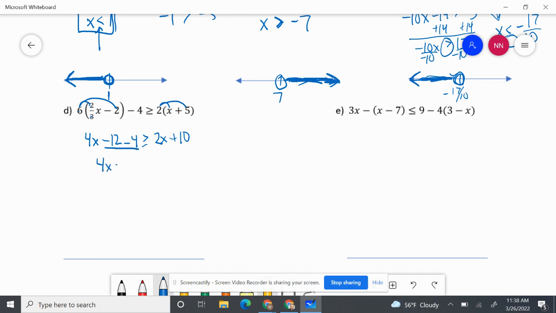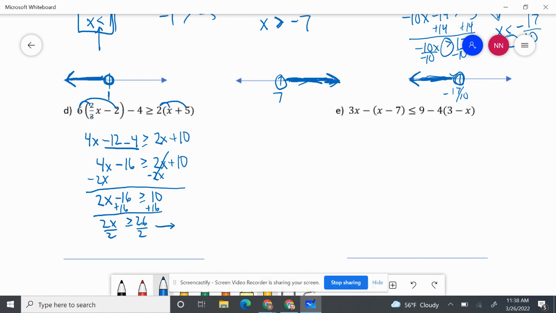It gives me 4x minus 16 greater than or equal to 2x plus 10. I'm going to subtract the 2x. I'm trying to get the x on one side. 4x minus 2x is 2x. Next thing I'm going to do is add the 16. And I get 2x is greater than or equal to 26. Now when I divide by 2, I get x is greater than or equal to 13. So that right there is the answer.